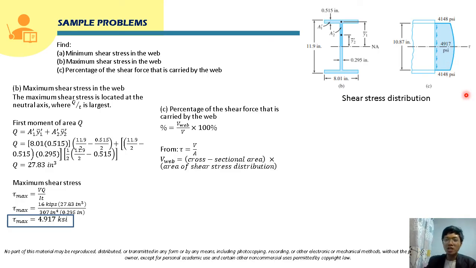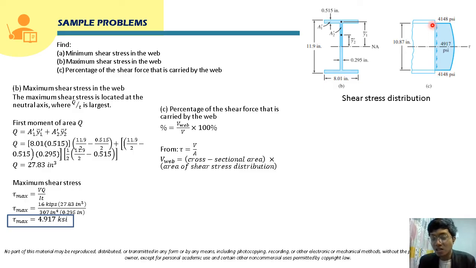Okay. So from here, class, the area of the shear stress distribution that we refer to is this area. But in this case, so you don't get confused, this 4,148 is this height. So this is like a rectangle. So this 4,148 psi is already the value of the area of this rectangular area. It already represents this rectangular area.